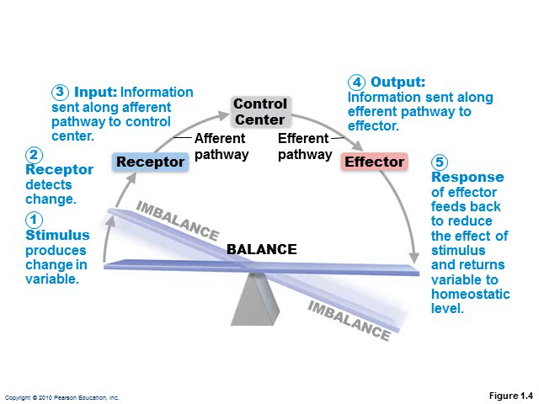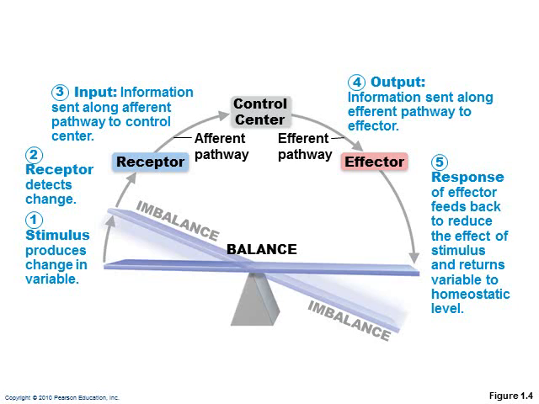This is the same description of how a mechanism like this would work, although now we have a cartoon image. So we start off with number 1. A stimulus produces a change in a variable. And if we're talking about temperature, this would be something like it starts to become hot outside. A receptor is going to detect that change. In our bodies, we have thermal receptors in our skin that tell us if we're getting warm or cold. That receptor is going to send that signal to our control center.